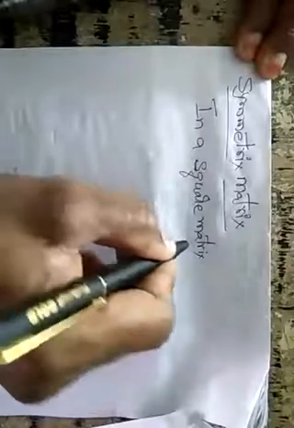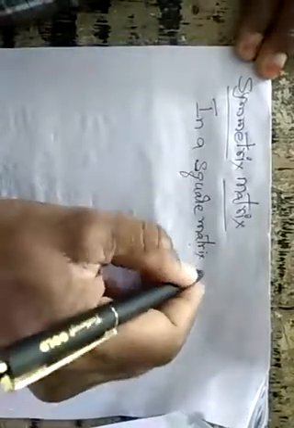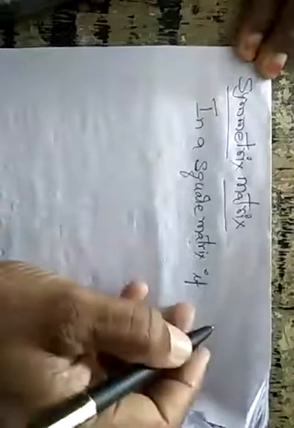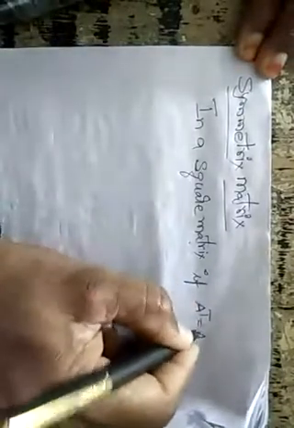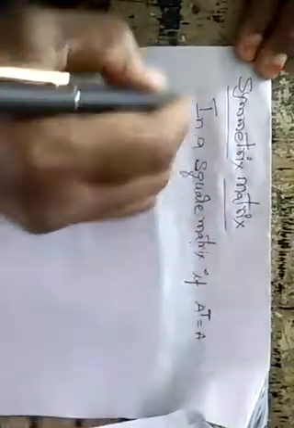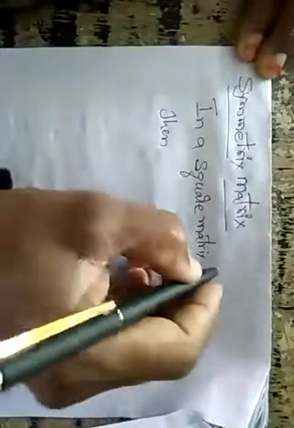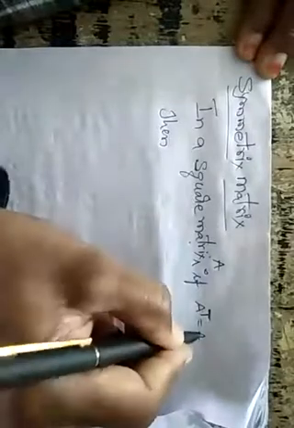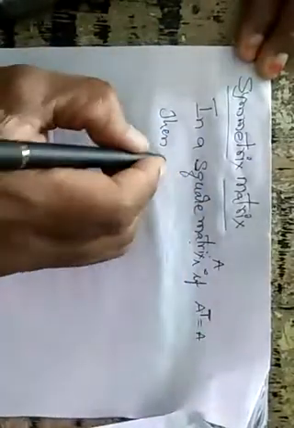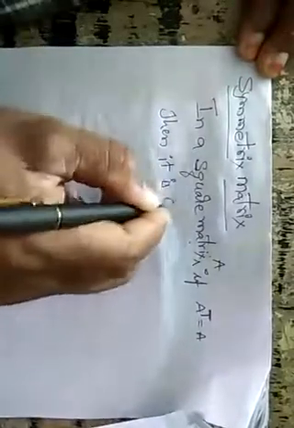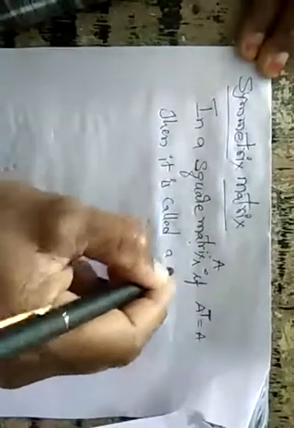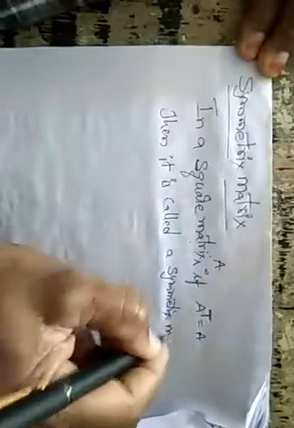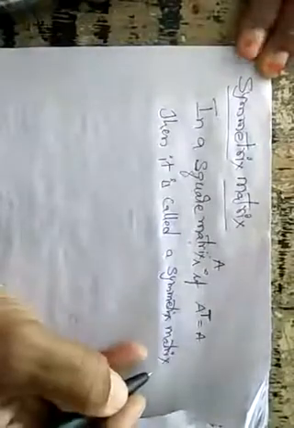In a square matrix, if A transpose is equal to A, then it is called a symmetric matrix.